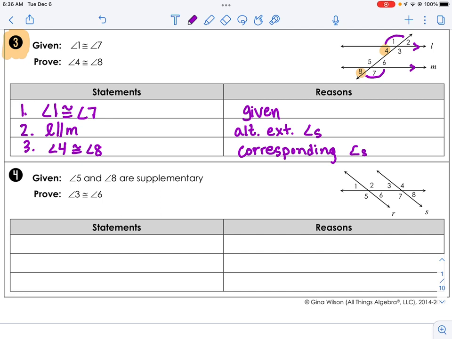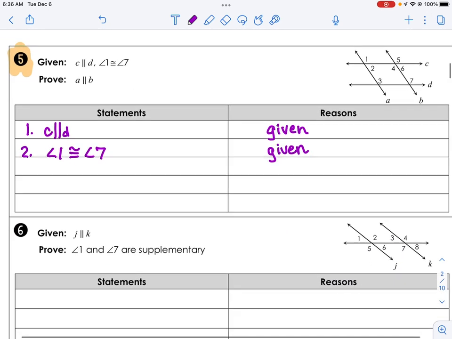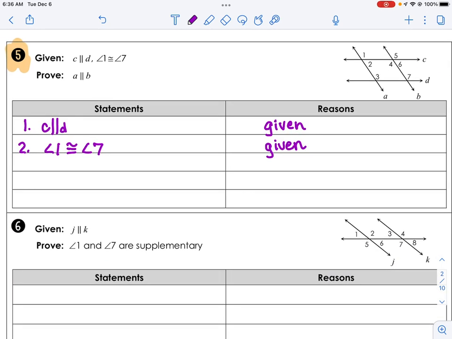Okay, so there's a couple. Let's move on to some more complicated ones. Here we've got line C is parallel to line D, and angle 1 is congruent to angle 7. We're trying to prove that the other pair of lines, A and B, are parallel to each other.